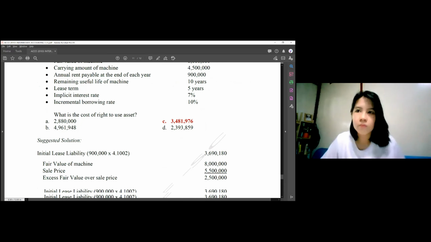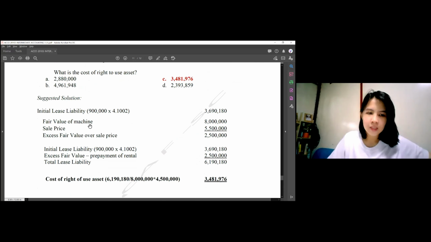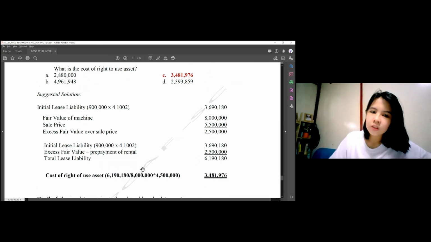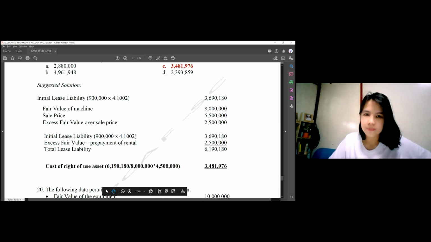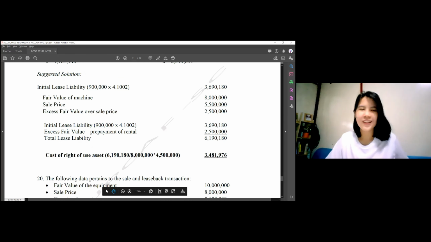So, let's sa baba. So, ayan, same lang yan dun sa diniscuss ko kanina. Like as mentioned, yung fair value ng machine versus sales price, yung excess nun, i-add mo dun sa initial lease liability. You'll get the total lease liability after that. And then, kuhanin mo lang yung ratio nun, dun sa fair value, multiply mo dun sa carrying amount niya sa books ni seller lessee. Diba? So, yan yung i-recognize niya na right of use asset.